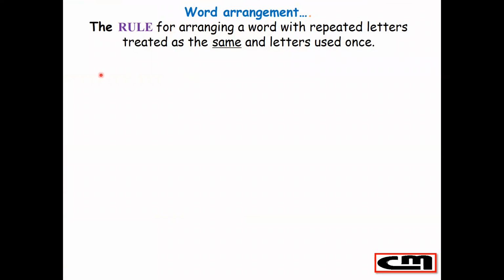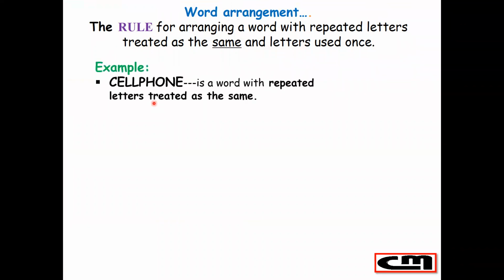Word arrangement. The rule for arranging a word with repeated letters treated as the same and letters used only once. This is an example of a word with repeated letters that are going to be treated as the same. And what is the meaning of treating them as the same? What it means is we have the letter L repeating, the letter E repeating. When we treat them the same, we are supposed to take this into consideration when we arrange the letters of the word cell phone.